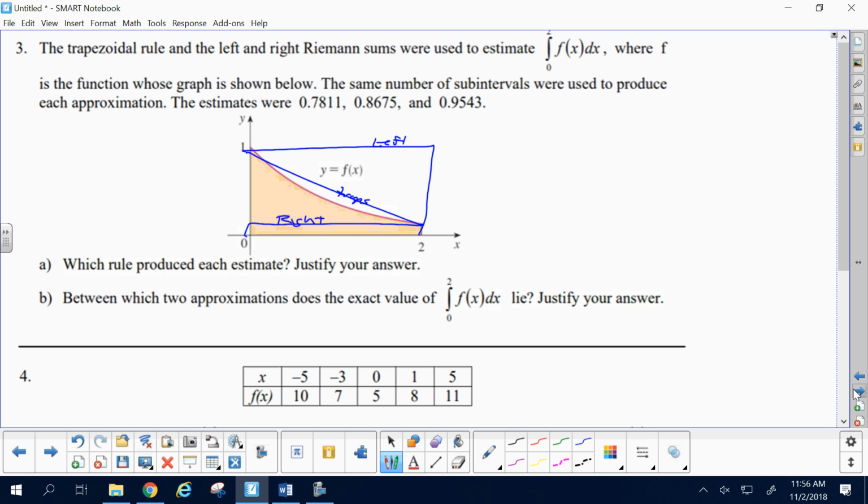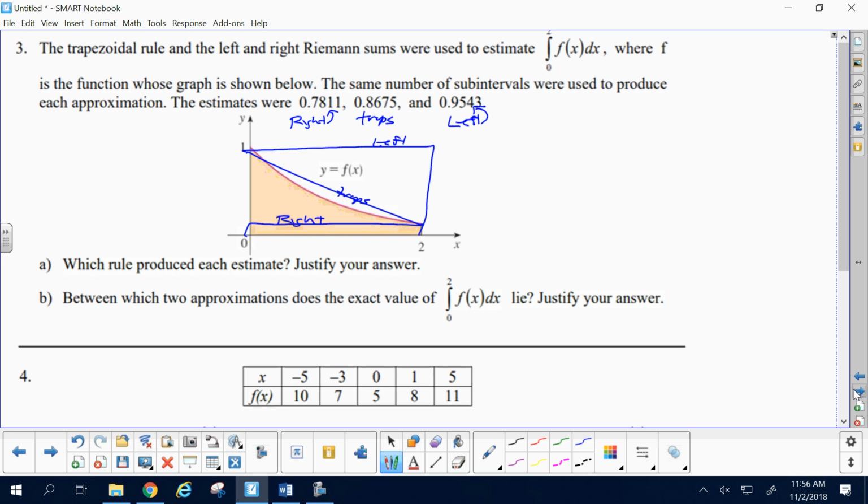So, which is the least of them, the 0.7811? That's the right. And 0.8675, the middle, trapezoids, and the greatest is left.